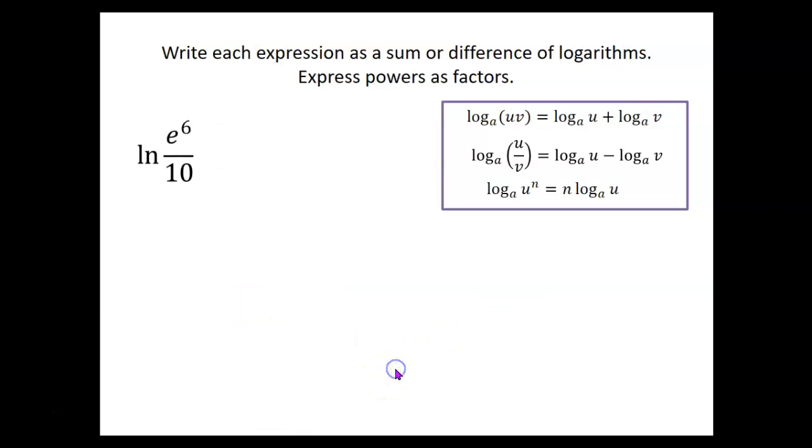How about this? ln of e to the 6th over 10. Which property is going on here? The second one. We have the log of a quotient, and so that's equivalent to the ln of e to the sixth minus the ln of 10. And then do you remember what we can do with ln of e to the sixth? All right, it's just equal to 6. So we end up with 6 minus the natural logarithm of 10.